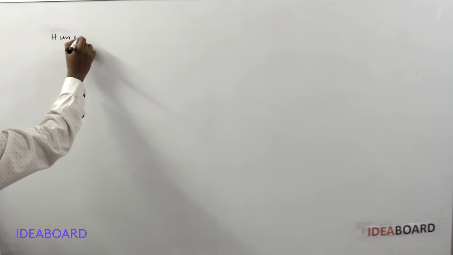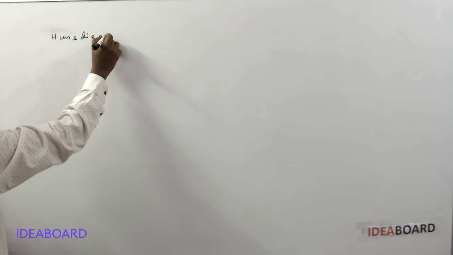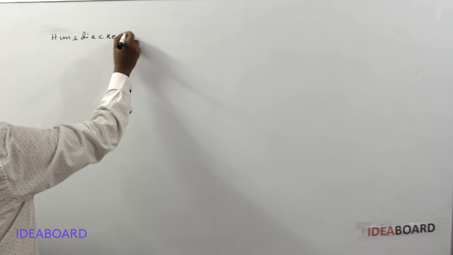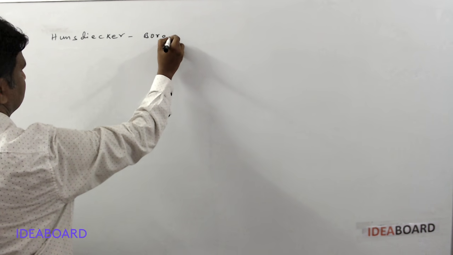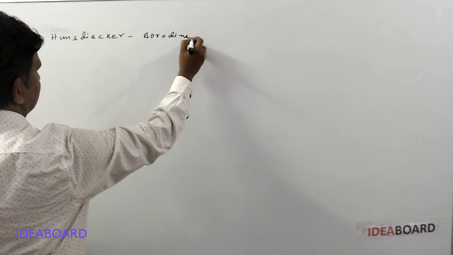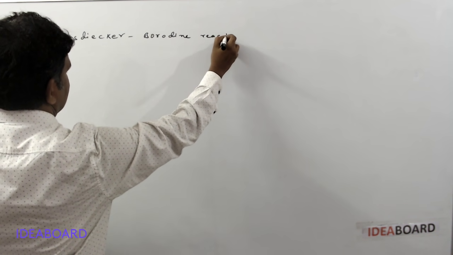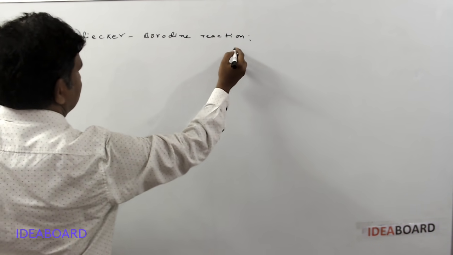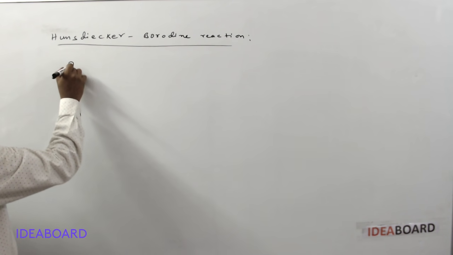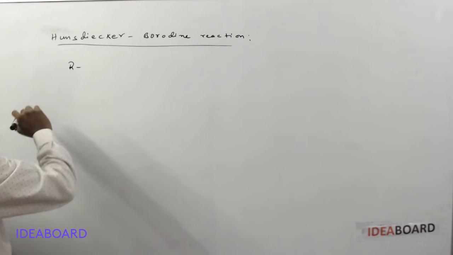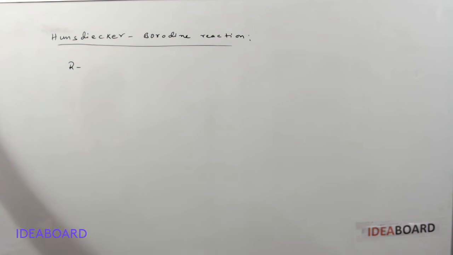That is the Hunsdiecker-Borodin reaction. Hunsdiecker-Borodin synthesis or Hunsdiecker-Borodin reaction is mainly used for the preparation of alkyl chlorides and alkyl bromides.